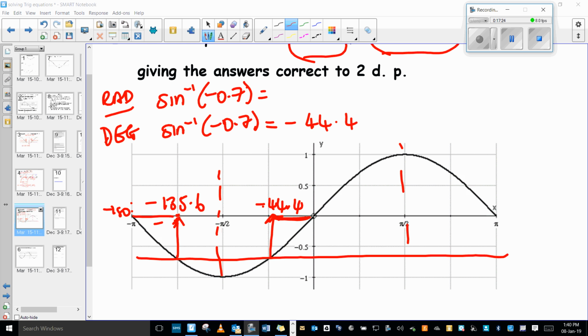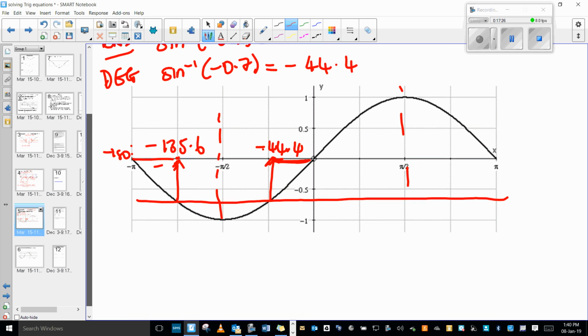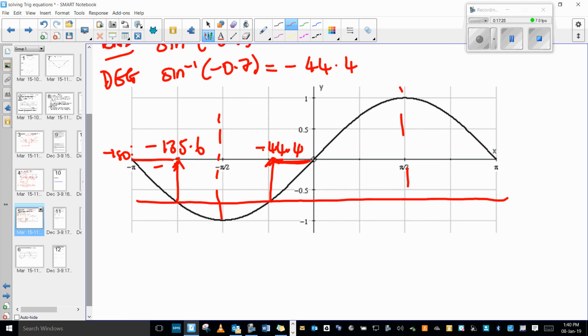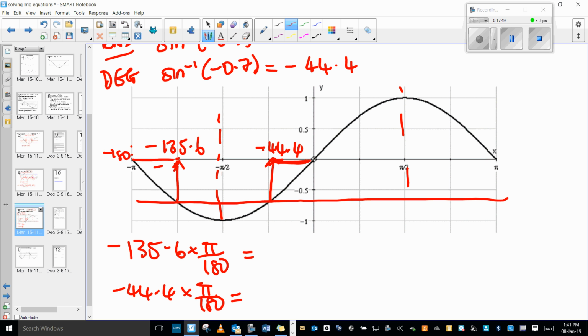But as Sarah just said, it's not in radians. So we have to remind ourselves how we convert stuff to radians. How do we convert stuff to radians? Pi over 180. So what you do is you do negative 135.6 multiplied by pi over 180, and negative 44.4 multiplied by pi over 180. So, what are those two answers?